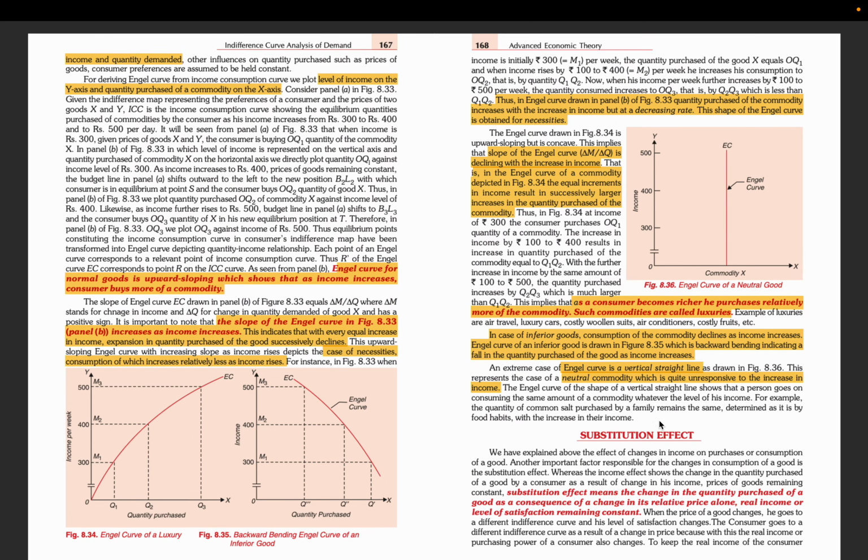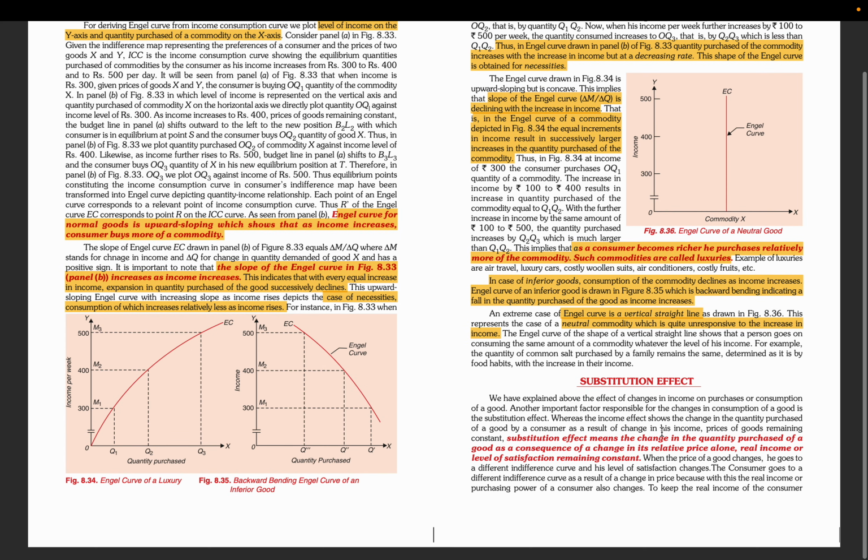Let us now move on to the substitution effect. We have explained above the effect of changes in income on purchases or consumption of a good. Another important factor responsible for the change in consumption of a good is the substitution effect, whereas the income effect shows a change in quantity purchased of a good by a consumer as a result of change in income, prices of goods remaining constant. Substitution effect means a change in quantity purchased of a good as a consequence of the change in its relative price alone, real income or level of satisfaction remaining constant.